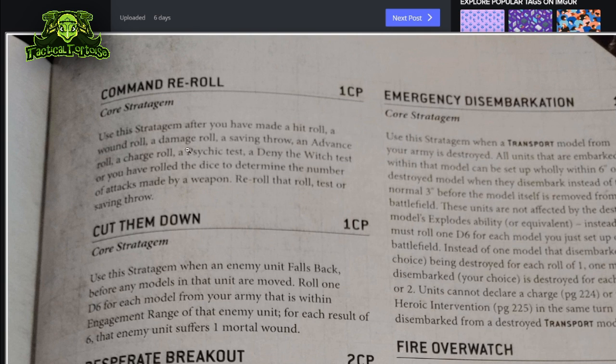So if you roll a 6 and a 1 on a charge, you don't get to keep the 6 and reroll the 1. You must reroll both of the dice, and the same for psychic tests or Deny the Witch. However, in other cases like hit rolls, wound rolls, or saving throws, you will pick a single dice, since technically each of those rolls is completed independently.